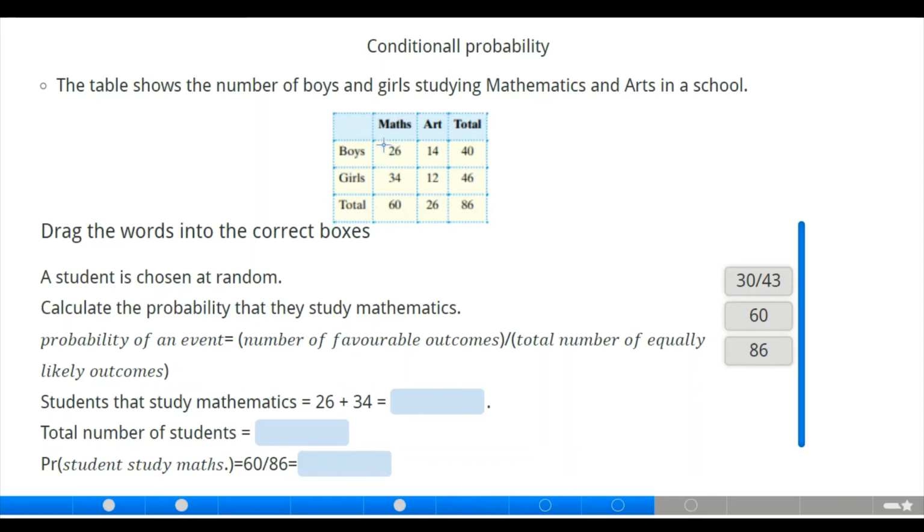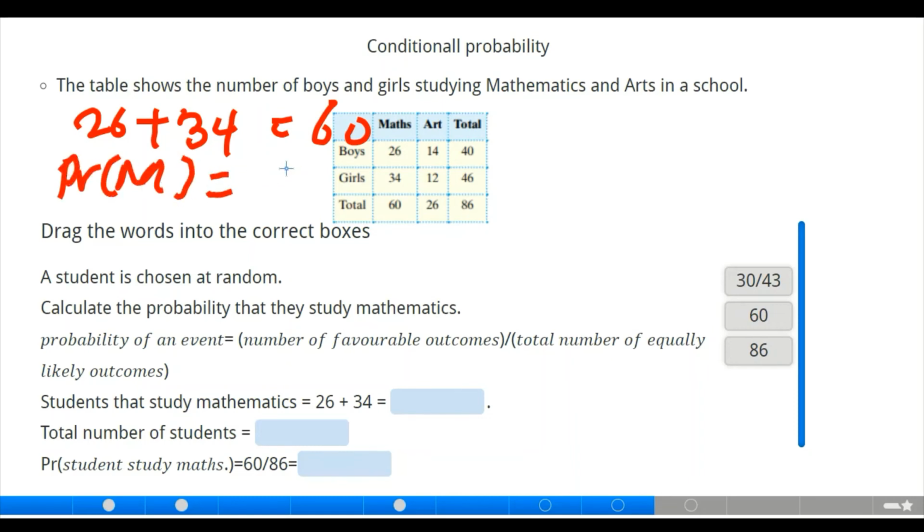All we just need to do is calculate the number of students that study mathematics, which is 26 boys plus 34 girls. That is 60, right? And the total number of students in that class is what? It is 86. So the probability of math, let me represent it with n, is going to be what? 60 over 86.